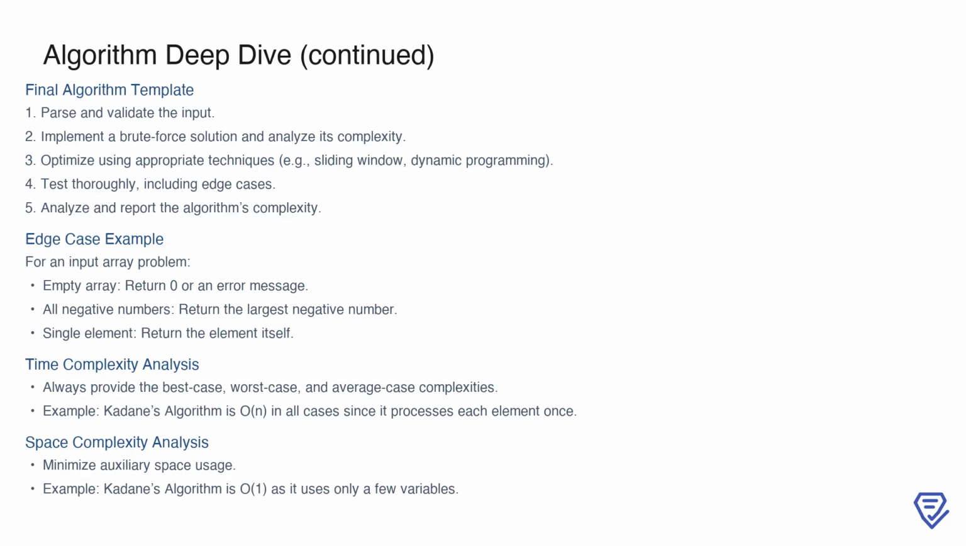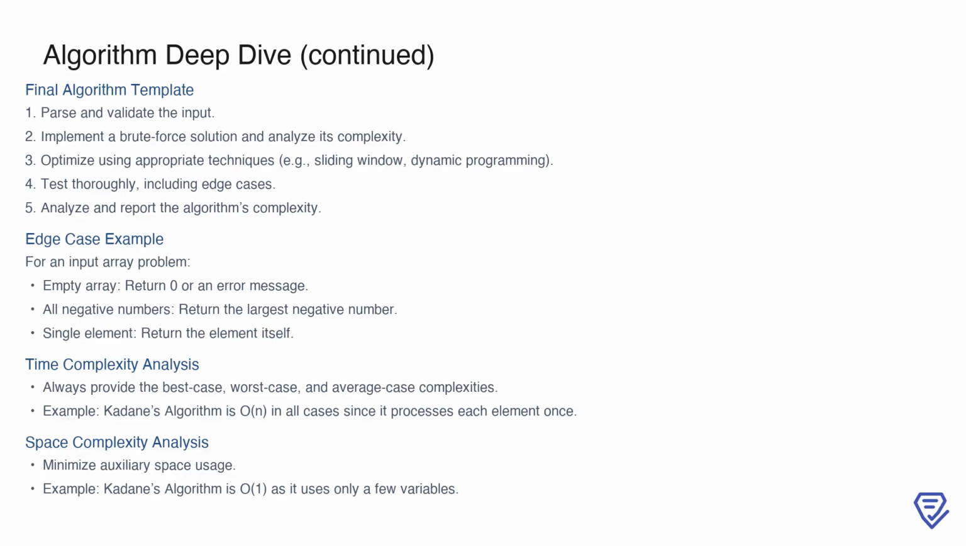To summarize, we can outline a final algorithm template to systematically address any problem. Start by parsing and validating the input. Then, implement a brute force solution to establish a baseline and analyze its complexity. Next, optimize the solution using techniques like sliding windows or dynamic programming. Thorough testing, including edge cases such as empty inputs, all negative numbers, or single elements, is critical to ensure robustness. Conclude by analyzing the algorithm's time and space complexity.